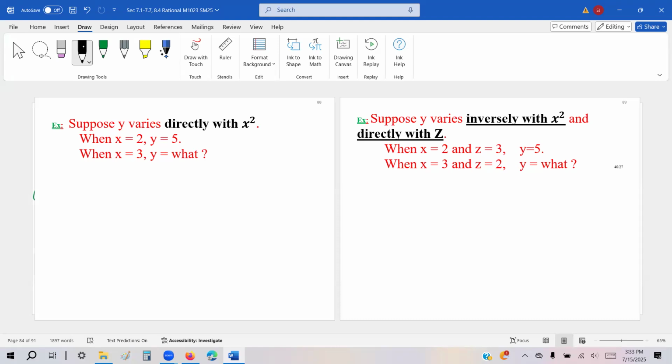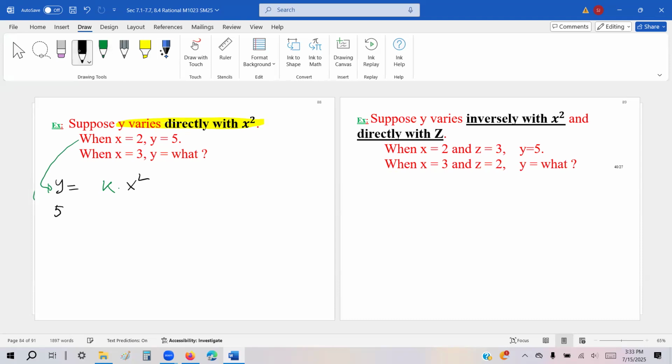We still don't have much time, so let's do them together. Y is changing directly with x squared. So the two things that are changing are y and x squared. How are they changing? Directly. So k goes in front of x squared. Now the first piece of information is given to us so that we can solve for k.